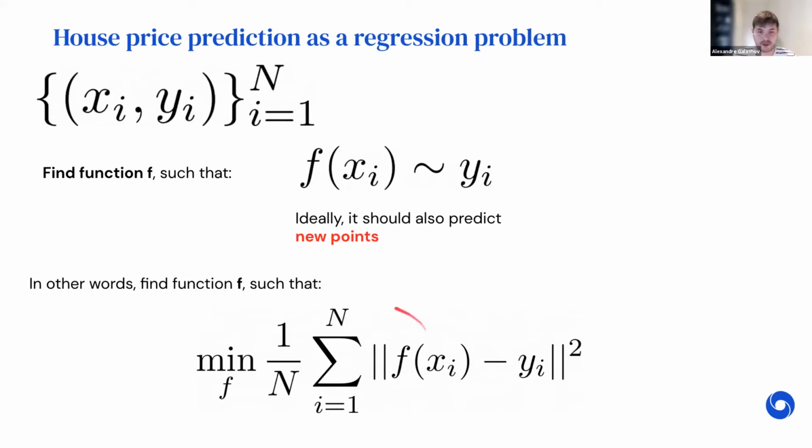And we want it to be summed over all the points in our data set. And if you have this kind of objective, you want to find the best possible function. So you want to minimize it over all the functions we are looking at.